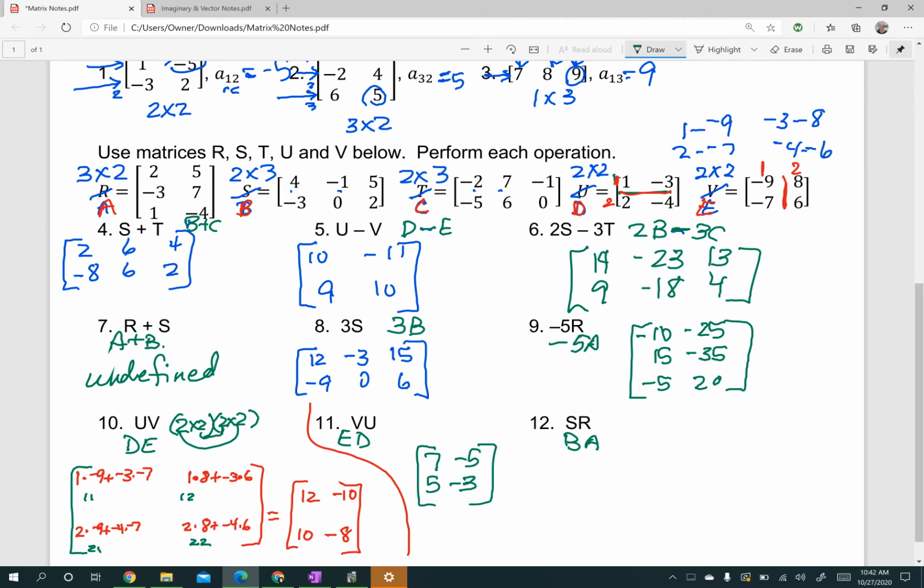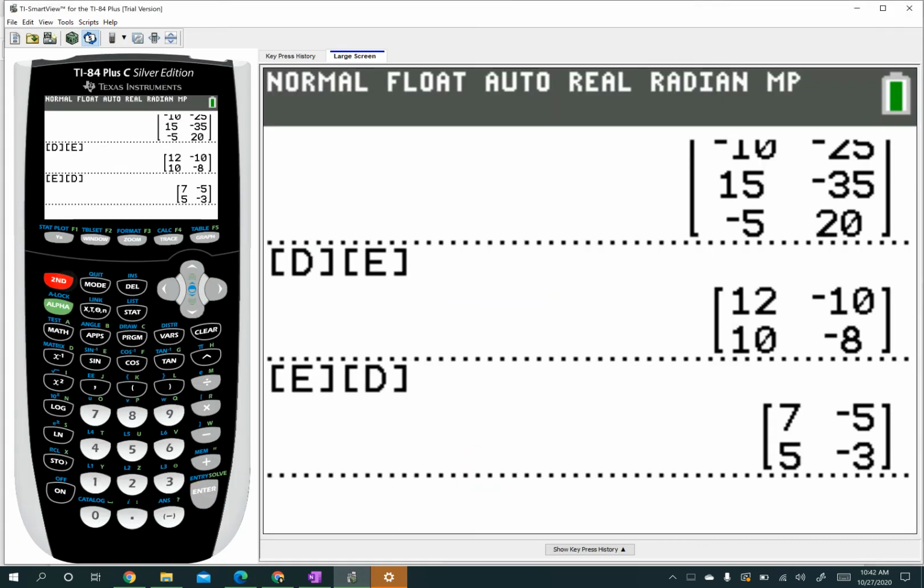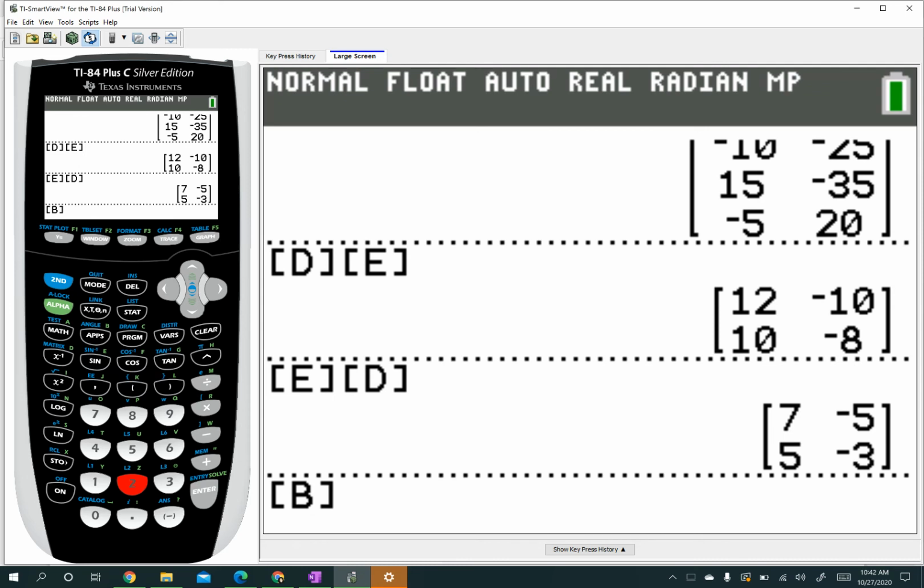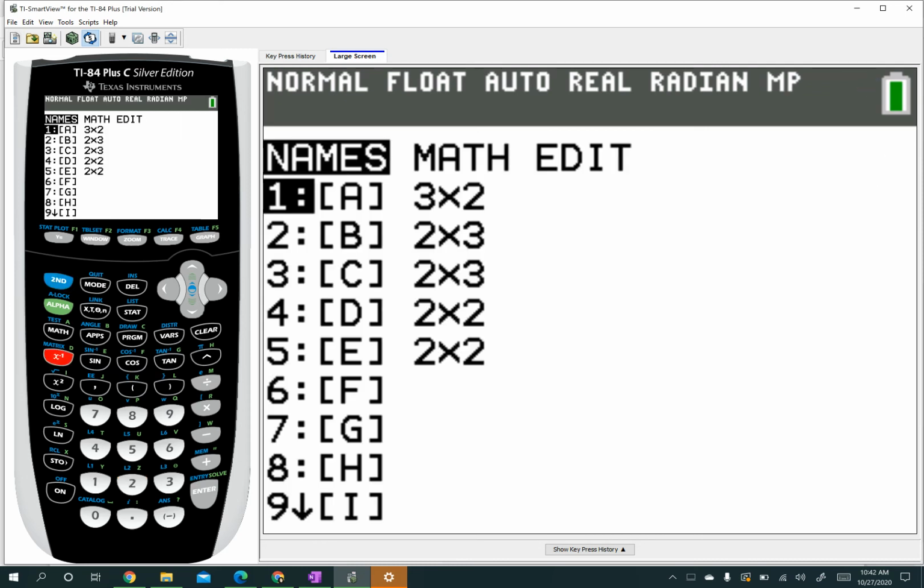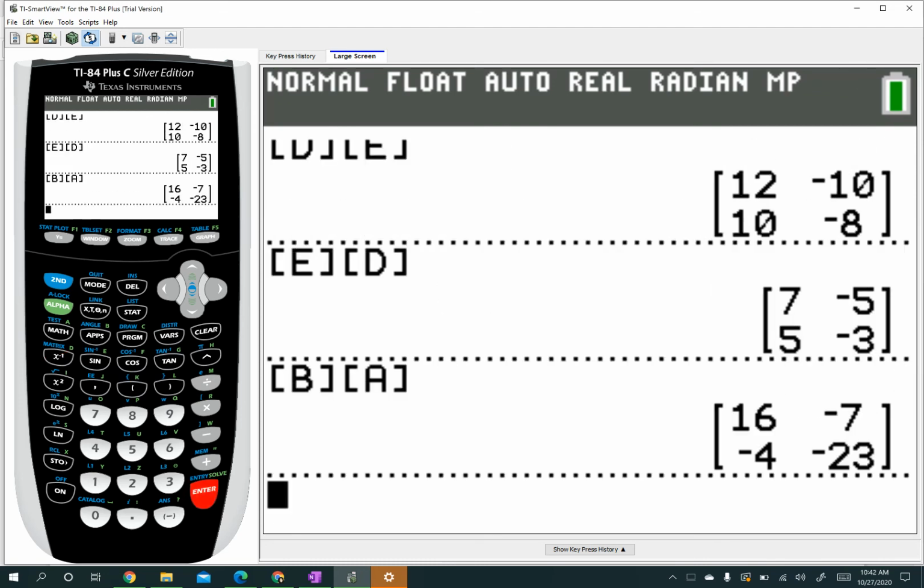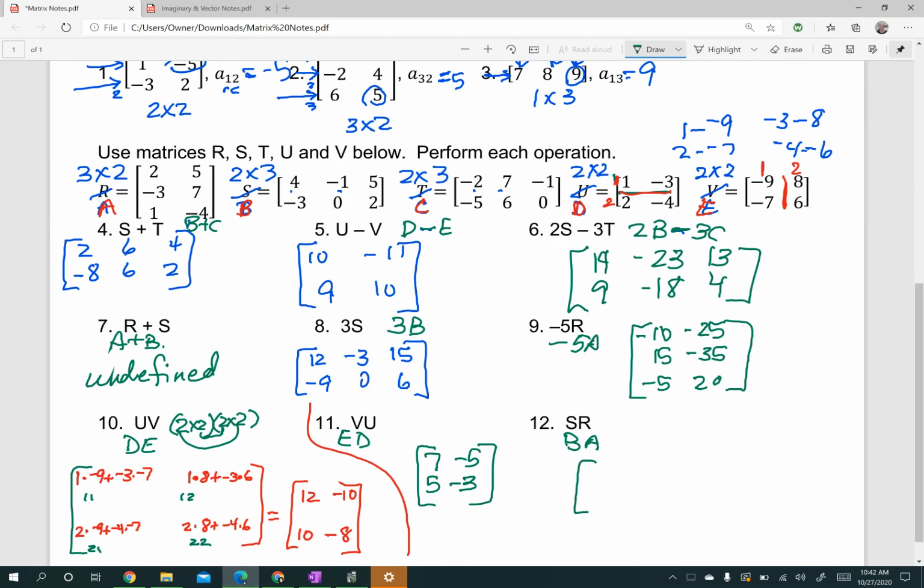And then we'll do BA and knock this out. So second matrix B and second matrix A. And we get 16, -7, and -4, -23.